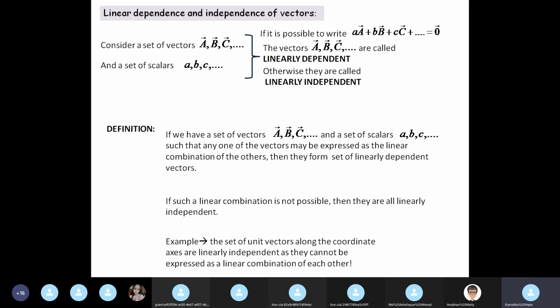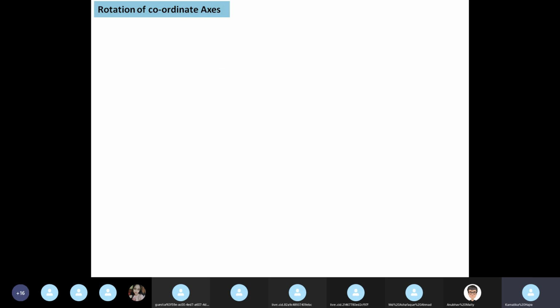So if you are given, say, 3 vectors and asked, can these vectors form the coordinate axis of a coordinate system? How will you find out? You will see whether you can write the vectors as a linear combination like this, whether adding together the vectors give you 0, a null vector. If you can do it, then they are dependent. You cannot form a coordinate system. If you cannot do it, then they are independent. You can form a coordinate system. Okay, so this is very important.